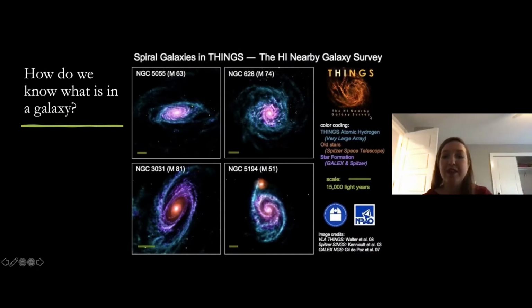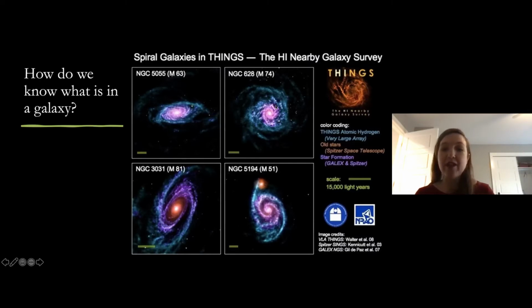Galaxies also glow in these radio wavelengths. And so radio, which is indicated in blue here, indicates where there's a lot of gas that may turn into stars.